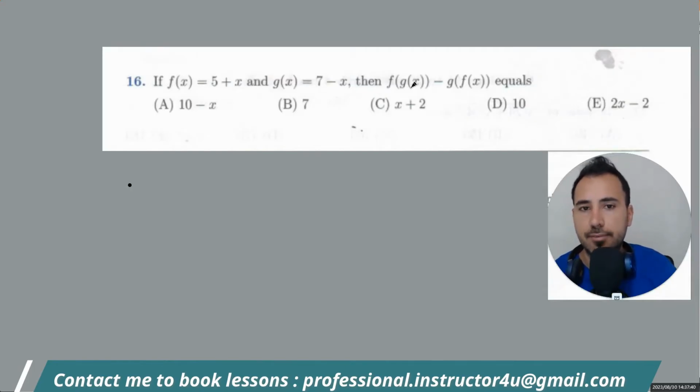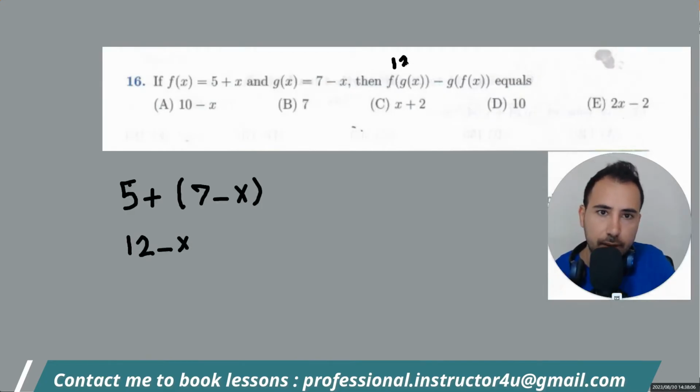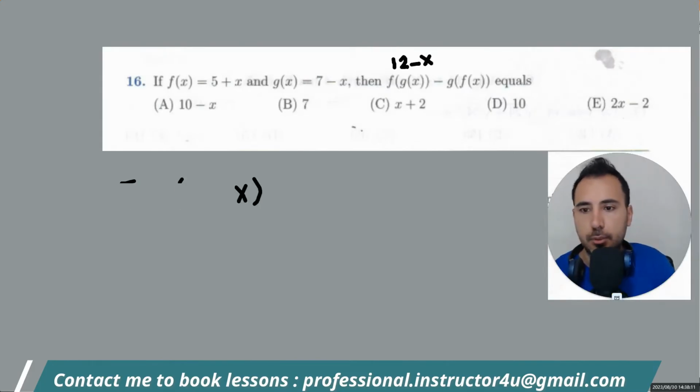So to create f of g(x), what we're going to do here, I'm going to write f(x) is 5 plus x, but instead of x, we're going to put g(x), which is this one. It's going to be 7 minus x. So we simplify it. It's going to be 12 minus x. So the first thing here is 12 minus x. Now let's create g of f(x).